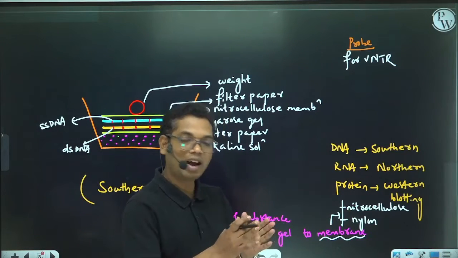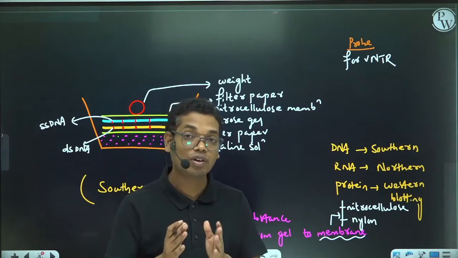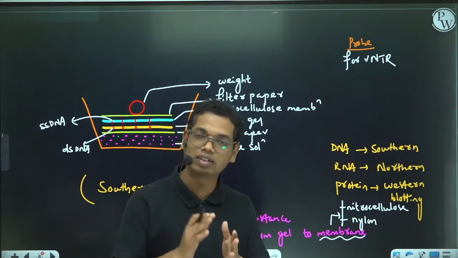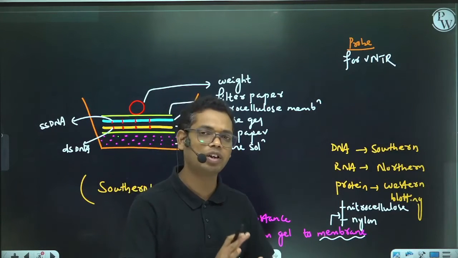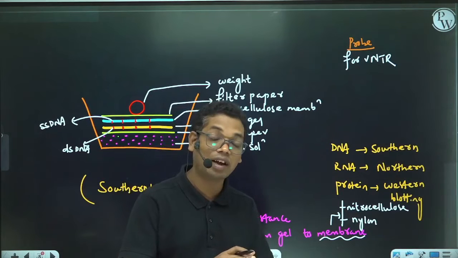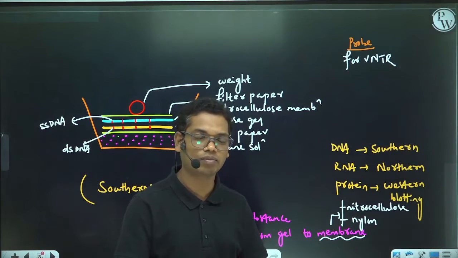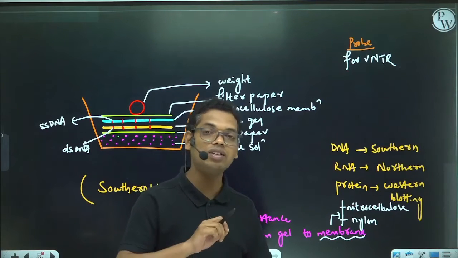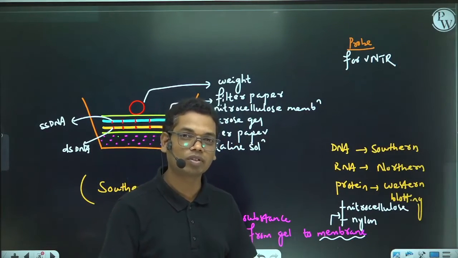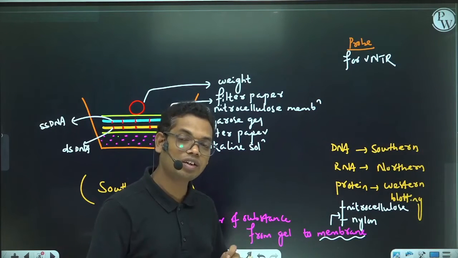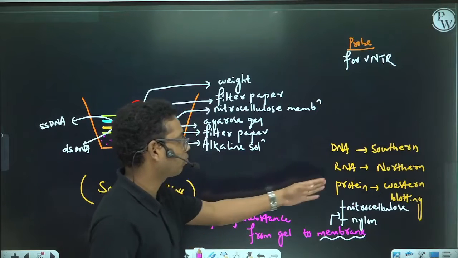Okay, so we have done the separation by electrophoresis. So in the gel I have either DNA or RNA or protein. And in DNA fingerprinting, I will talk about DNA only. So in the agarose gel, I have DNA bands or DNA fragments. Now I want to transfer the DNA fragments to a membrane. And that transfer of DNA fragments from gel to a membrane is called Southern blotting.